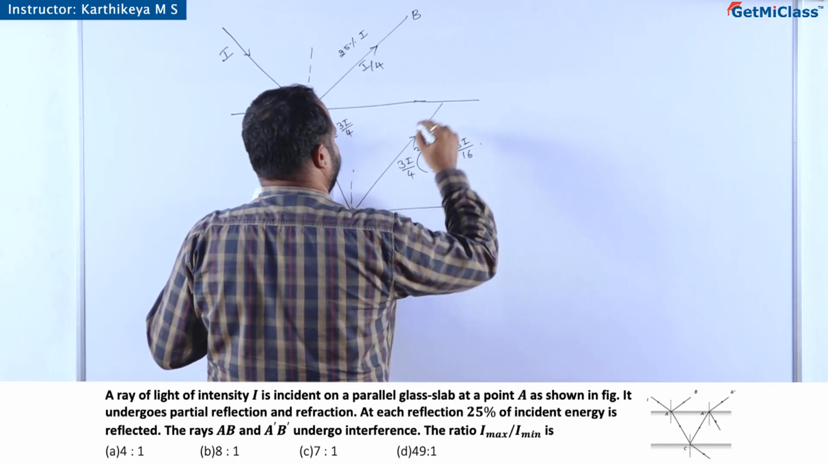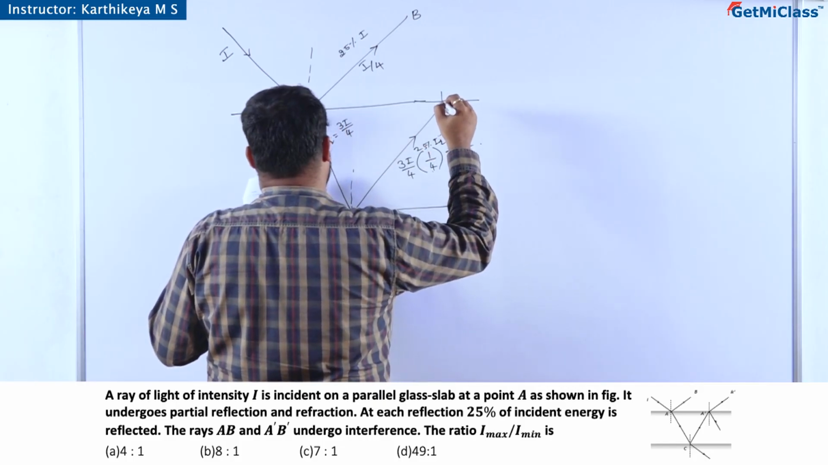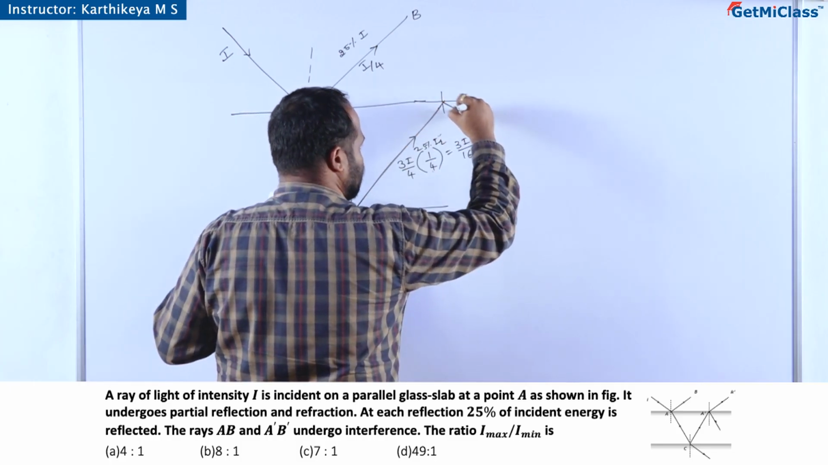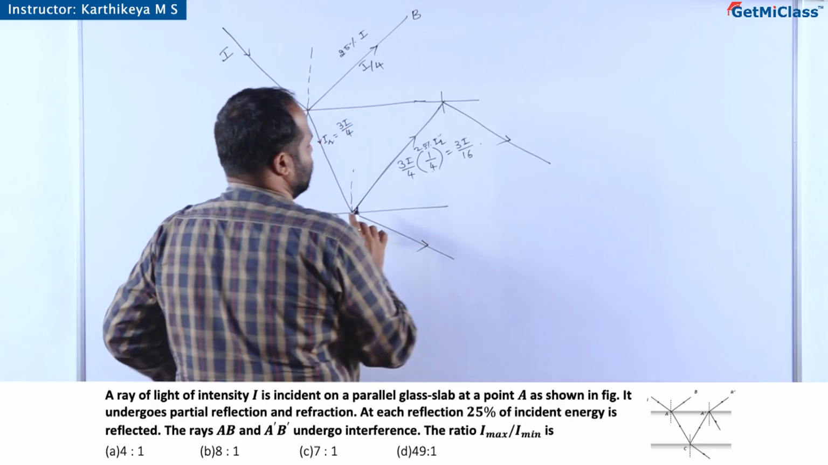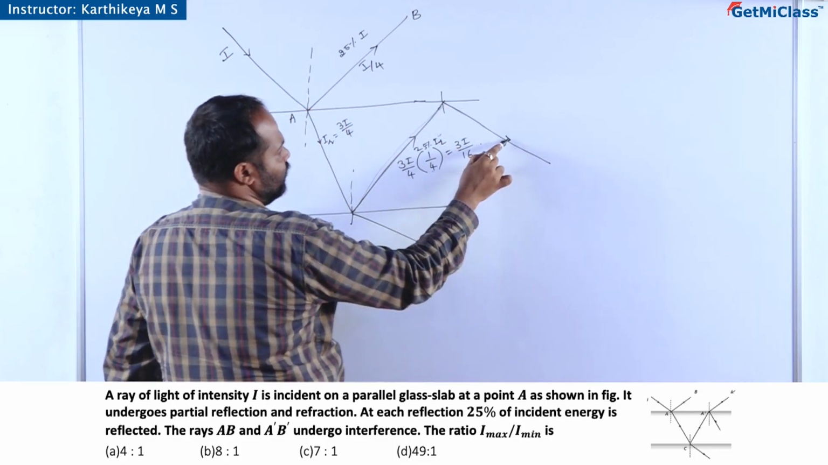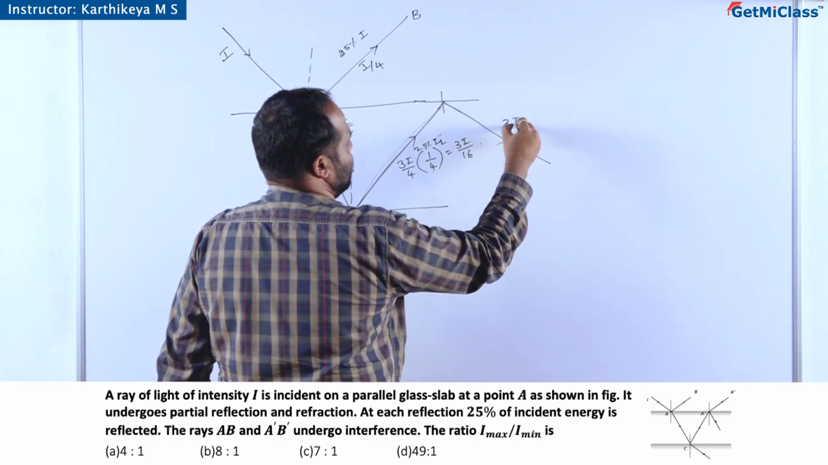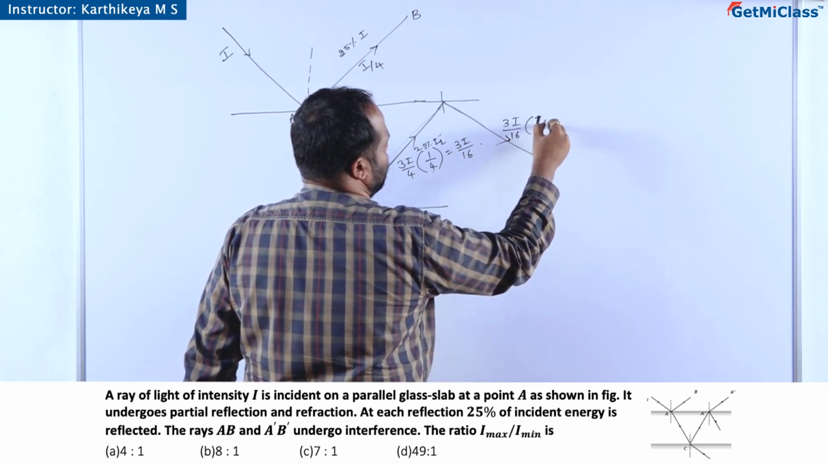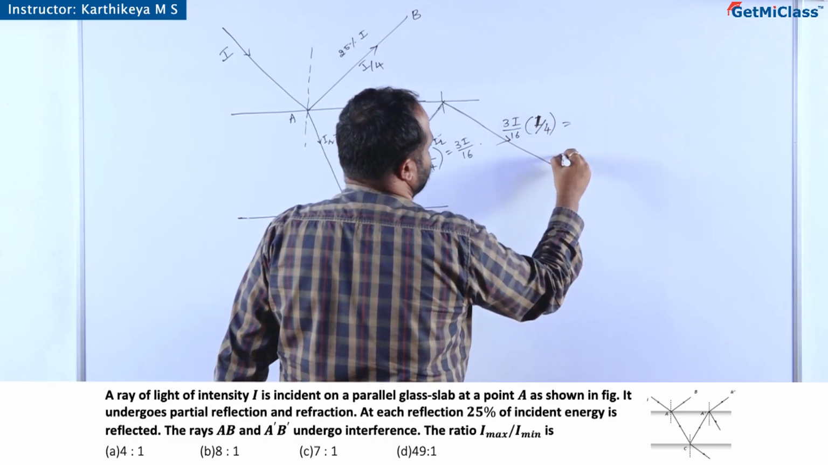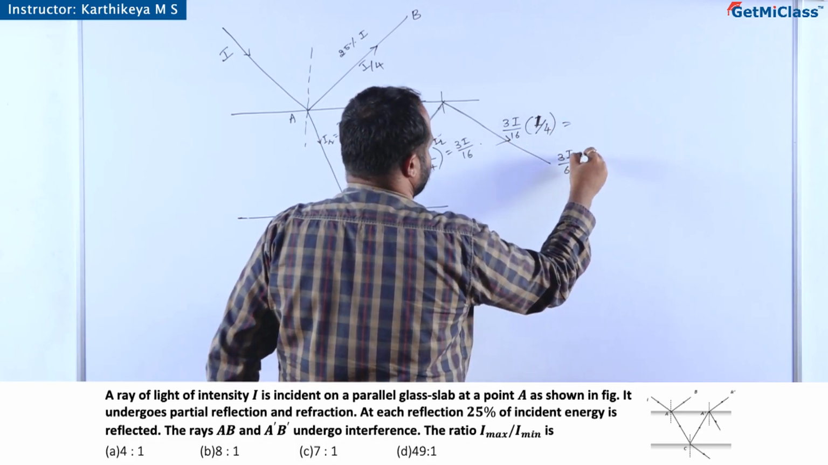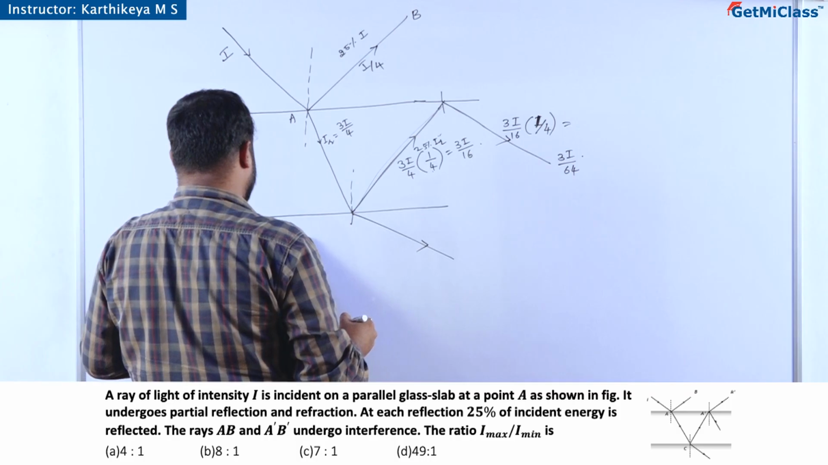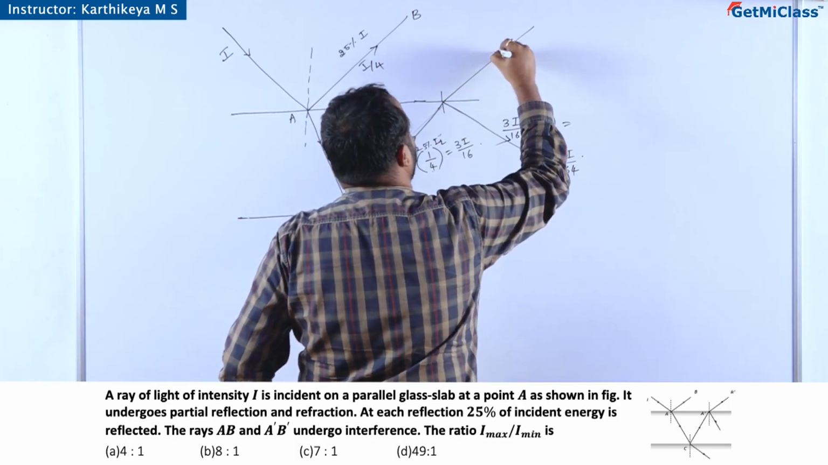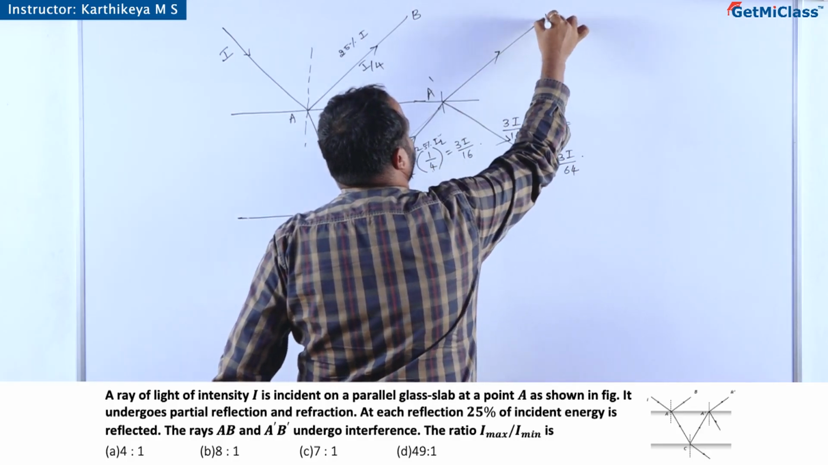3I by 16 is reflected. Again here, this is going from denser to rarer medium, so there is a possibility of total internal reflection. So, this is 3I by 16 into 25%, that is 1 by 4 again. So, intensity here is 3I by 64. Now, you have to calculate what is the intensity of the refracted ray A'B'.